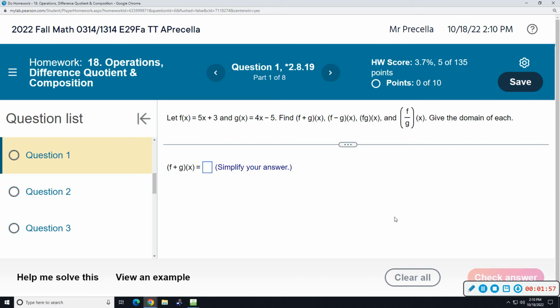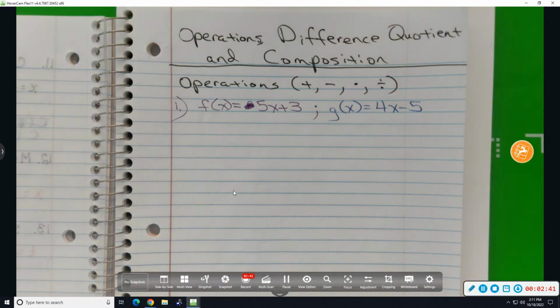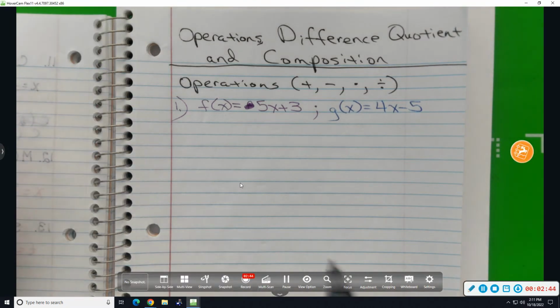Let me write the problem down. We have f of x is equal to negative 5x plus 3. And we have g of x. G of x is the function 4x minus 5. Oh, wait a minute, I think I miscopied something here. That's just f of x is equal to 5x plus 3 and g of x is 4x minus 5. We want to find f plus g, f minus g, f times g, and f divided by g. They want us to give the domain of these as well. So let's just find the sum, difference, product, and quotient, and then we'll discuss the domains, okay?